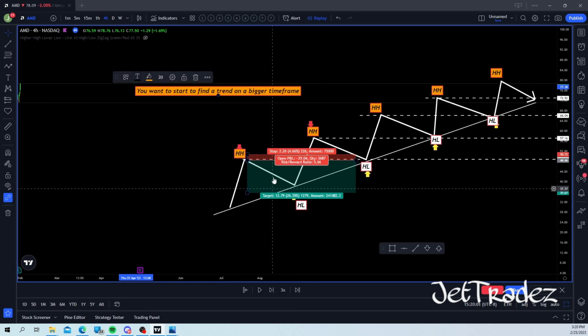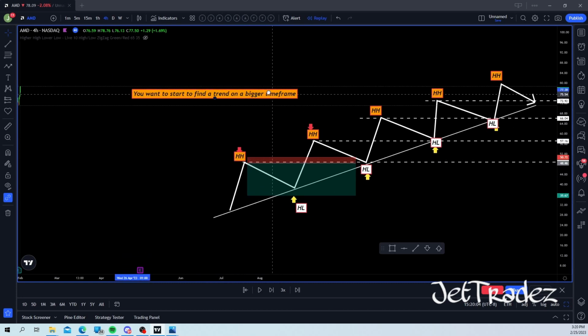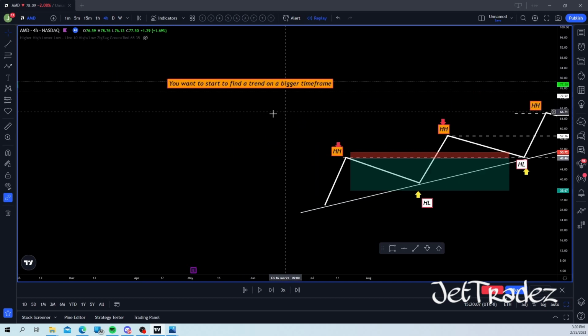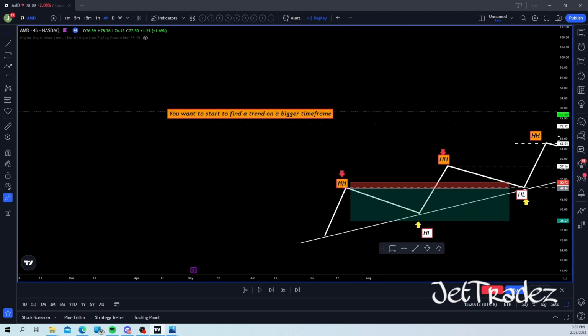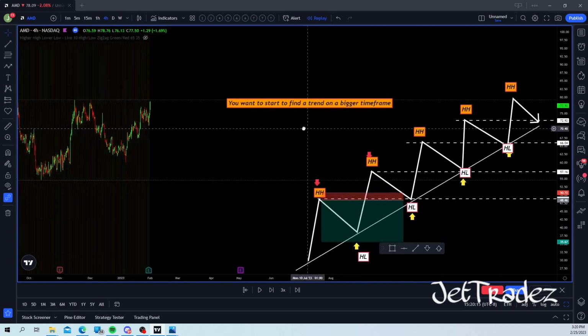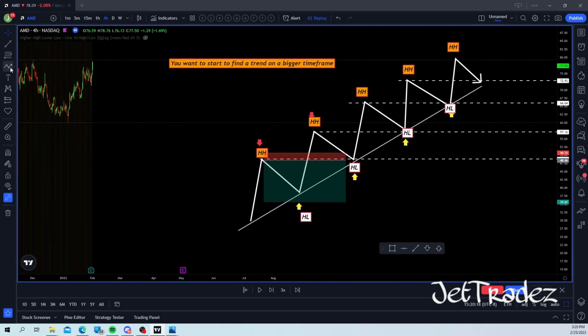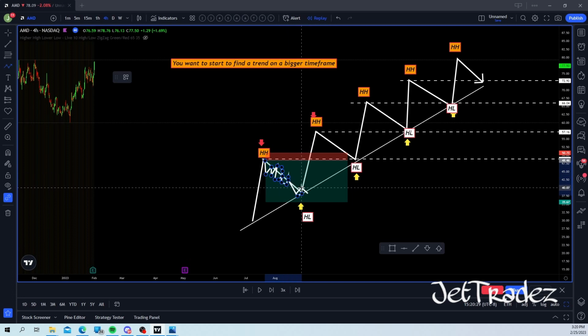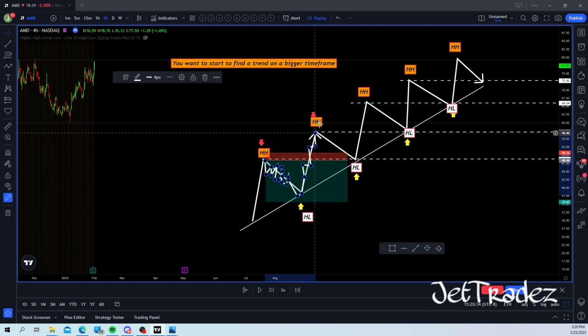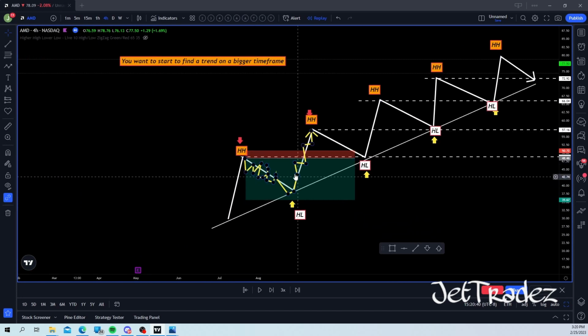So this is a bull trend, right? You want to start to find a trend on the bigger time frame. So let's say this is a weekly, right? And you're playing the upside, and this is a bullish trend. You see a clear bull trend, right? But if you start deciding to trade against it, the stock will start doing this until it hits, and then on the way up it's going to do this, more smoother, way more smooth going up than going down.